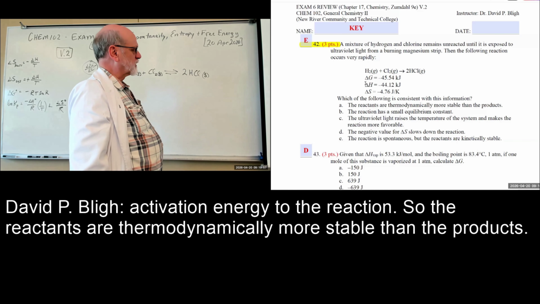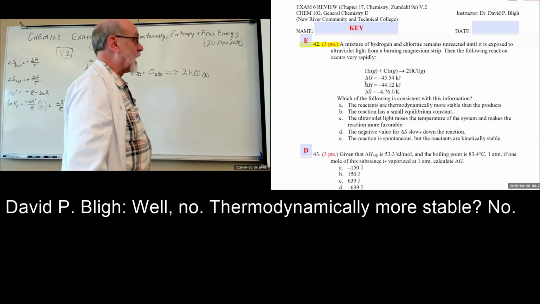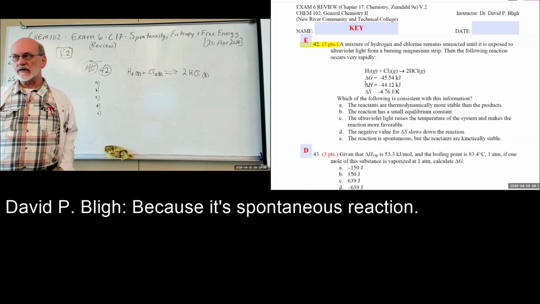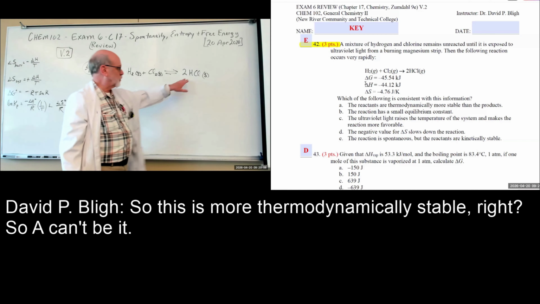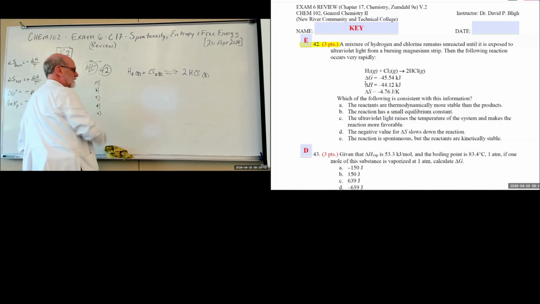So the reactants are thermodynamically more stable than the products. Well, no, thermodynamically more stable? No, because it's a spontaneous reaction. So this is more thermodynamically stable. All right, so A can't be it.